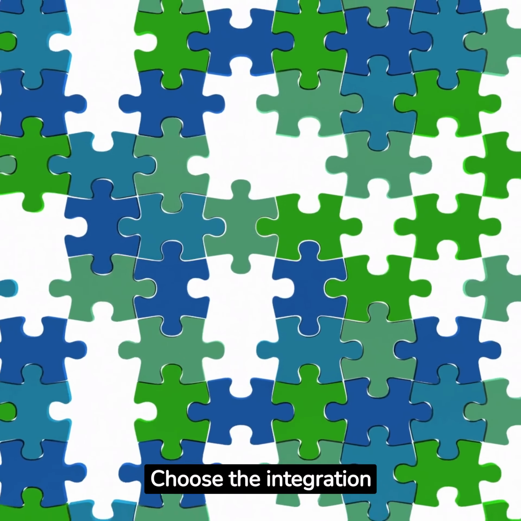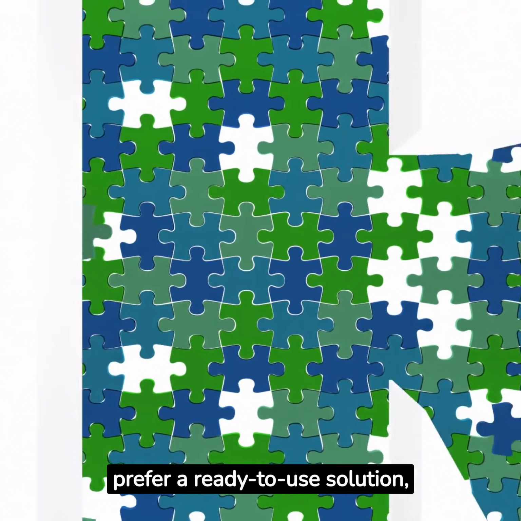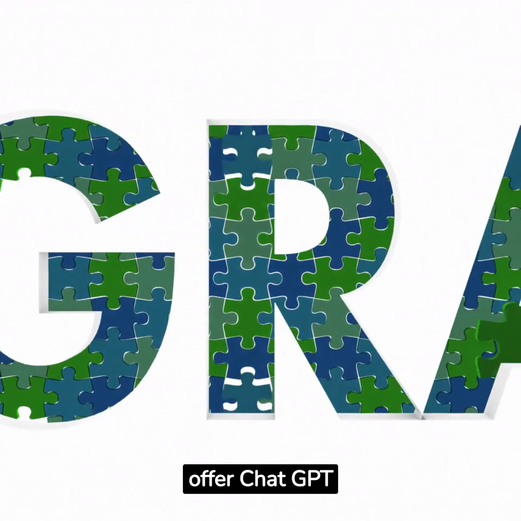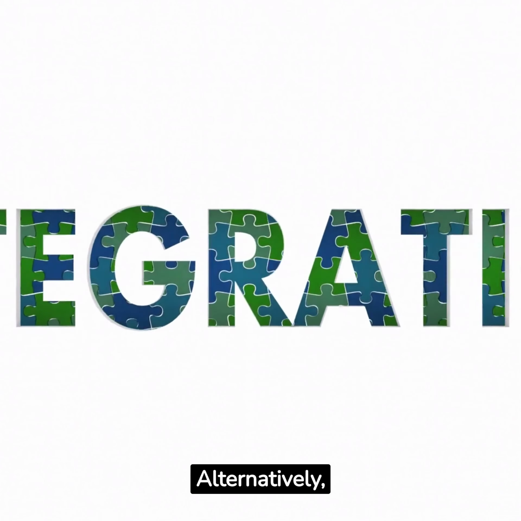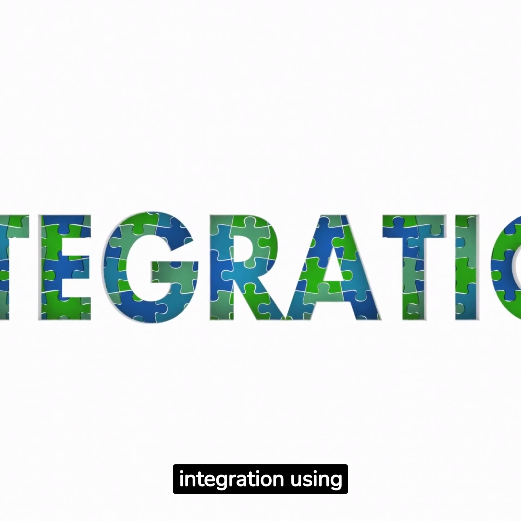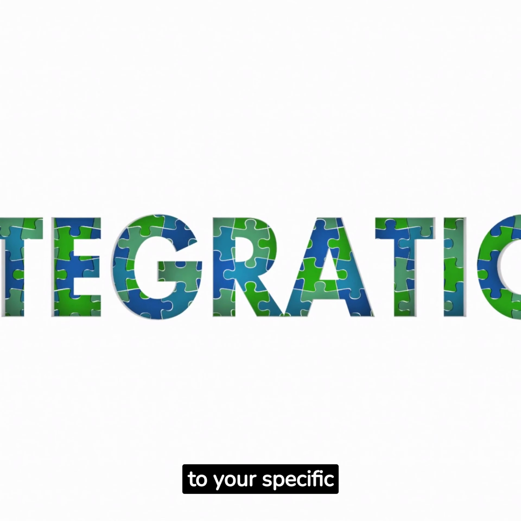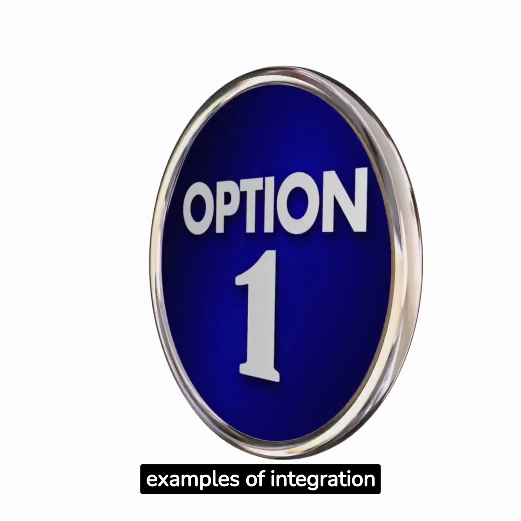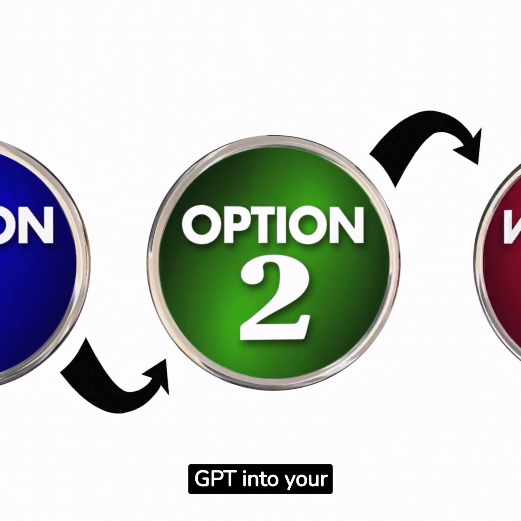Choose the integration option that best suits your needs. If you prefer a ready-to-use solution, explore platforms that offer ChatGPT as a built-in feature. Alternatively, you can develop your own integration using OpenAI's API to customize the implementation according to your specific requirements. Here are 3 specific examples of integration options for incorporating ChatGPT into your business processes.